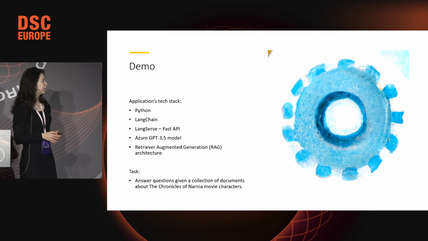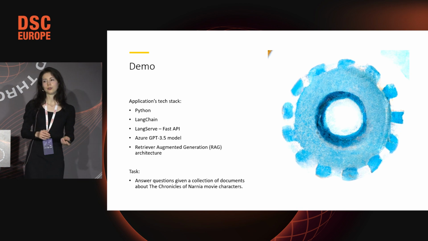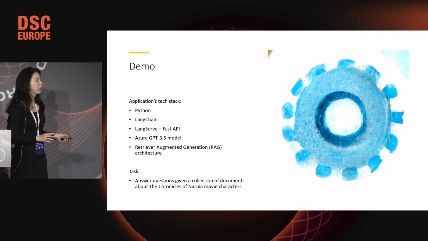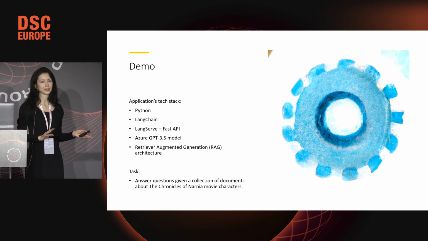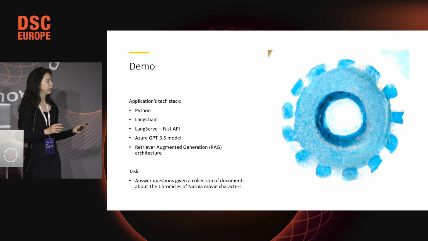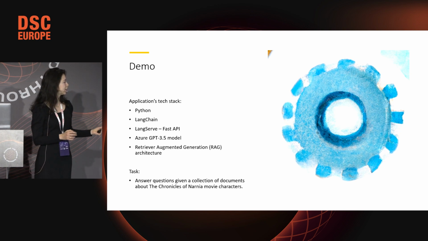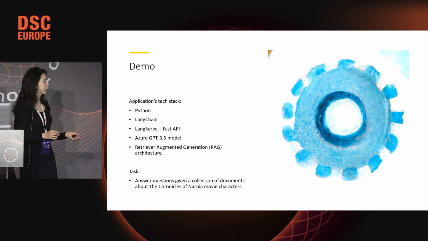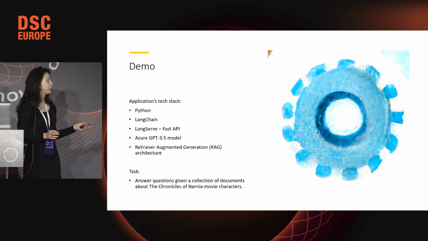And it has a retrieval-augmented generation architecture. So maybe you attended yesterday's talk and you know a bit about it. But if you don't know anything, just don't worry. It's not that important. The most important thing is that it's some REST endpoint, and it gets some input data and produces some output data, and that's all we need for this particular demo. And the task that I was tackling is to answer questions given a collection of documents about Chronicles of Narnia movie characters.